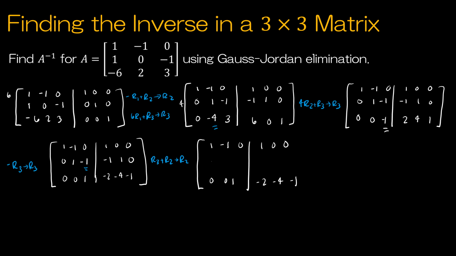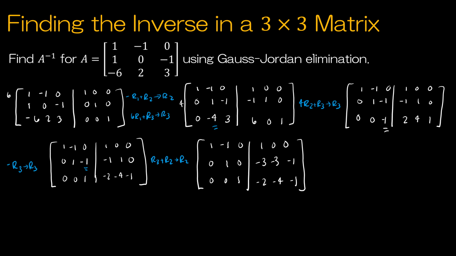So 0 plus 0 is 0. 1 plus 0 is 1. Negative 1 plus 1 is 0. That's what we wanted. Negative 1 plus negative 2 is negative 3. 1 plus negative 4 is negative 3. 0 plus negative 1 is negative 1. So we're almost done. I'm going to move this guy over because he looks kind of funny.